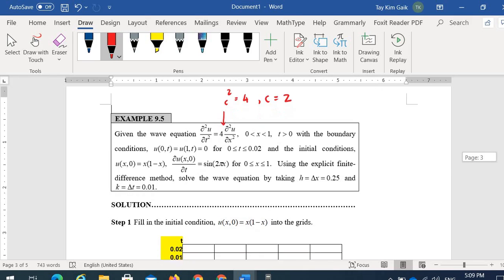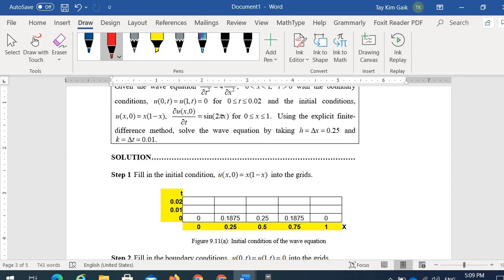First, we draw the grids. I draw the grids in table form. So I have x from 0 up to 1, increment 0.25. So 0, 0.25, 0.5, 0.75, 1. And then t from 0, increment is 0.01 here, 0.02. Then fill in the initial condition u(x,0) equal to x times 1 minus x.